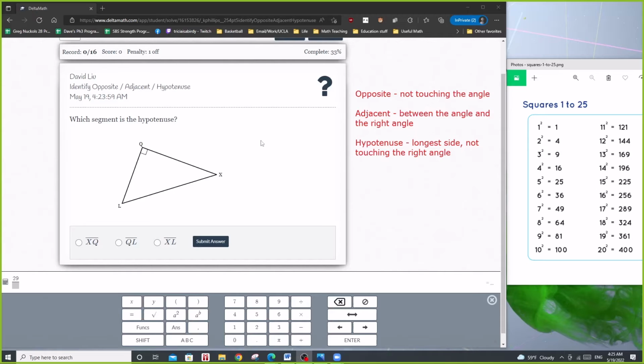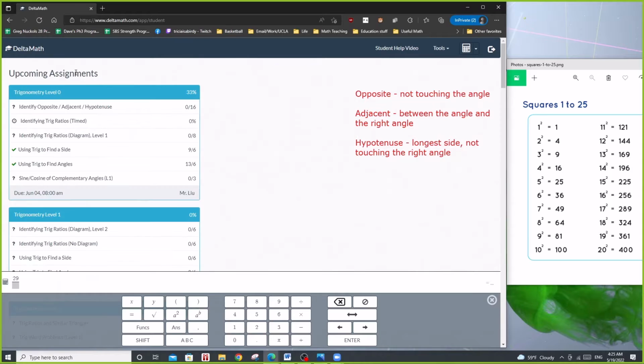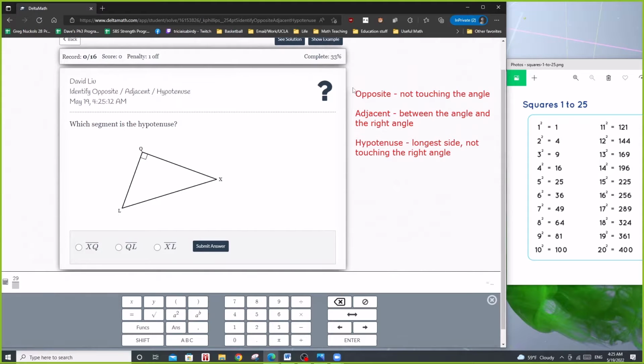All right, coming back at you with a new assignment. This time we're doing trigonometry, identify opposite, adjacent, and hypotenuse, okay? So, this one's, we need to go over three terms. One is hypotenuse, is the longest side, and it's not touching the right angle.